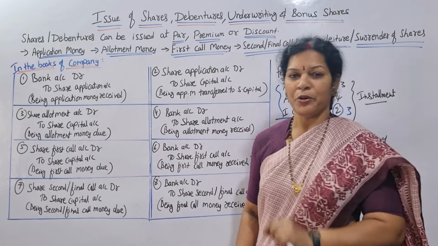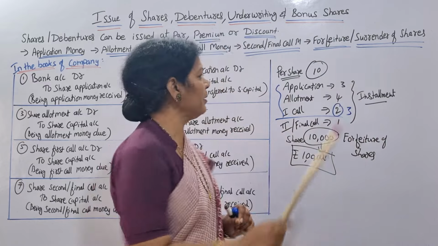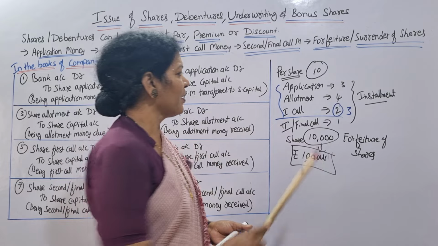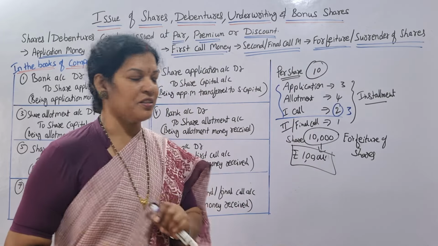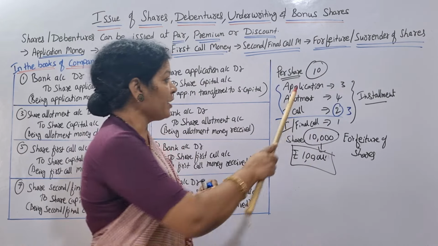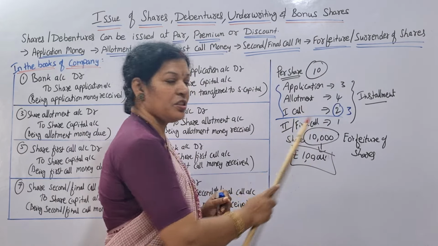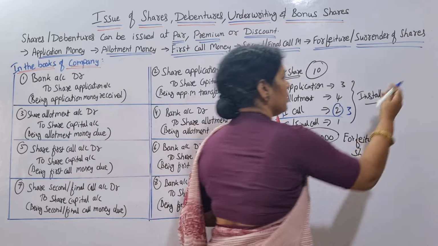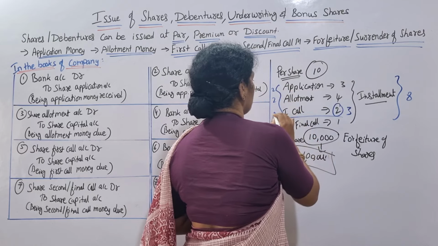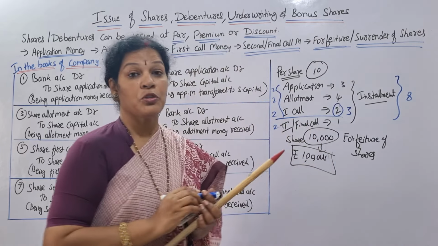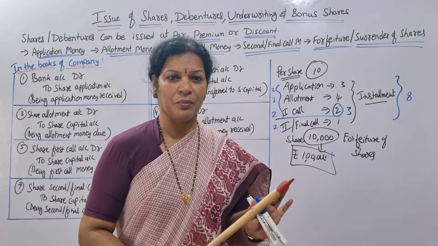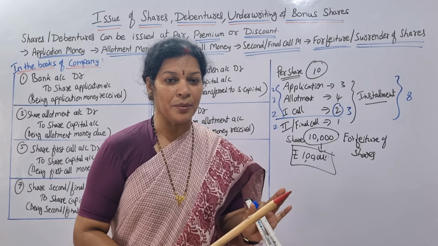Okay, now how do we make these entries? For every stage, at the application stage, 2 entries will pass. At the allotment stage, 2 entries, first call 2 entries and final call 2 entries. Like that, total 4 stages means you are going to get total 8 entries. Every stage 2 entries, 2, 2, 2, 2, means total 8 entries you have to pass. These 8 entries I'll make you understand in the books of the company.